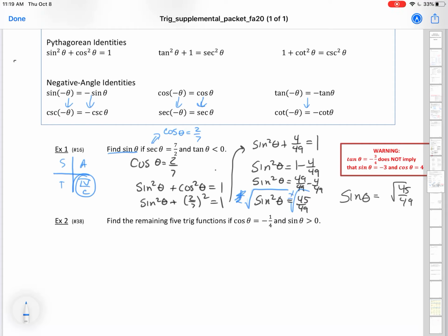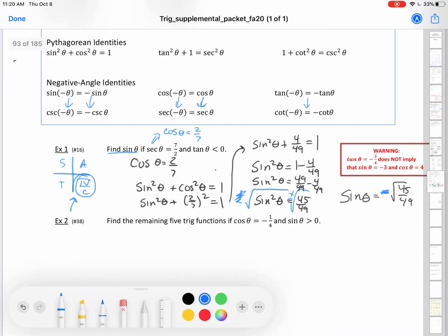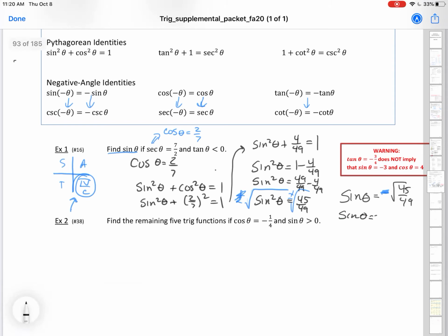Now, that means there's two answers, but there's only one answer for us because we're in quadrant 4. In quadrant 4, is the sign positive or negative? It's negative. If it was a quadrant 1 angle, where cosine would also be positive 2/7, then we would have positive. But we knew from the beginning that it was quadrant 4 from our chapter 2 work. And so it's a negative in there. And now all we have to do is our algebra 1 work of splitting up that square root.